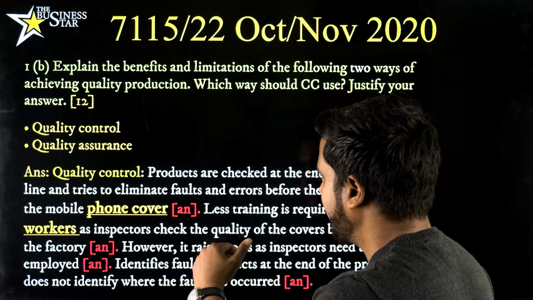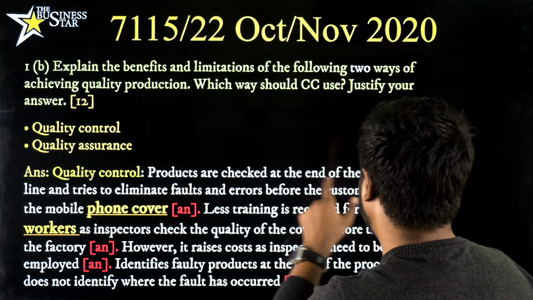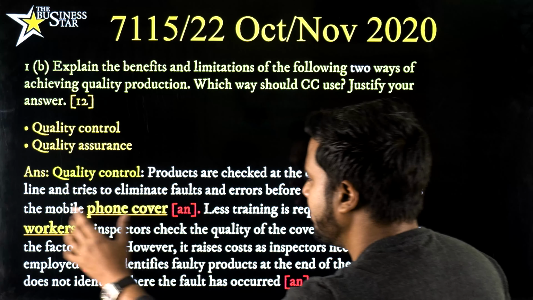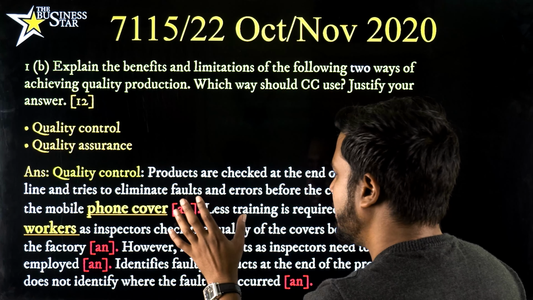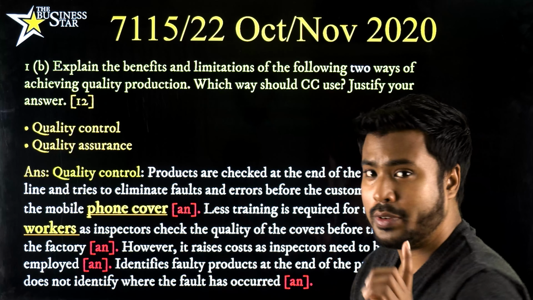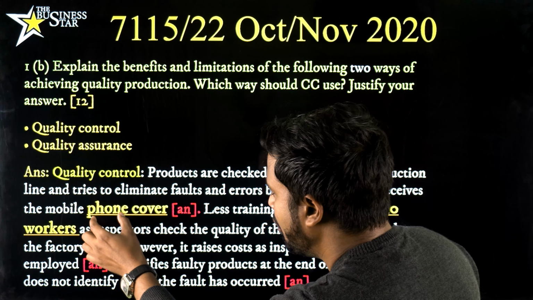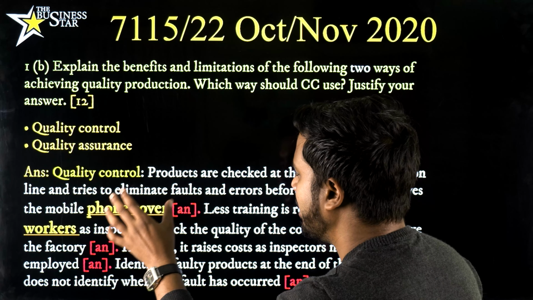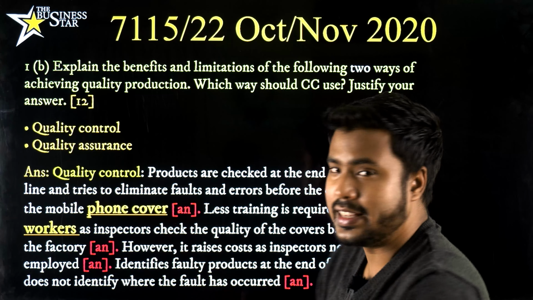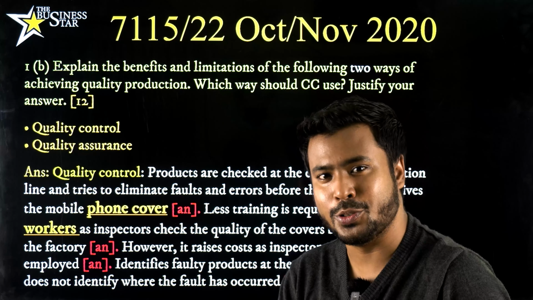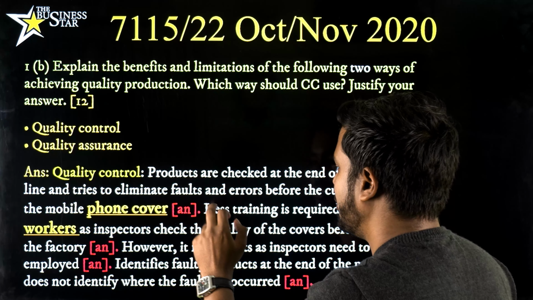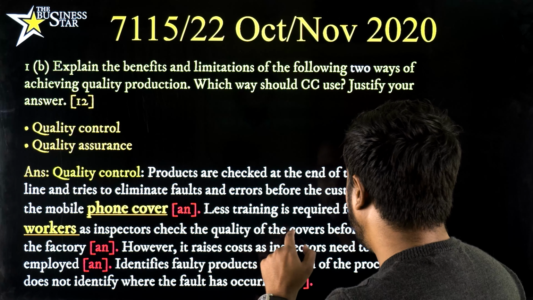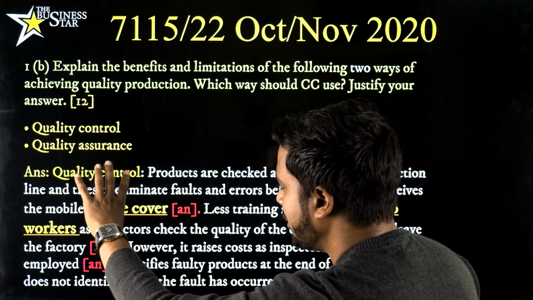Let's get started. In quality control, products are checked at the end of the production line, trying to eliminate faults and errors before the customer receives the mobile phone cover. This is the first analysis. Also, one thing you need to know: for this phone cover, and the 10 workers, I have changed the color and the font size and underlined the words, because these are also the applications that you need to use in paper 2, question 1B. So less training is required for the 10 workers as inspectors check the quality of the covers before they leave the factory. These were the 2 advantages.